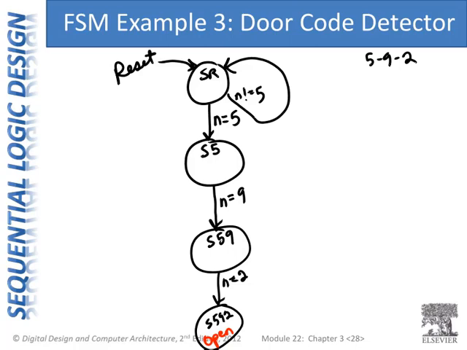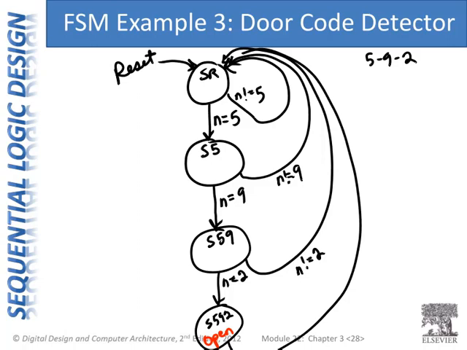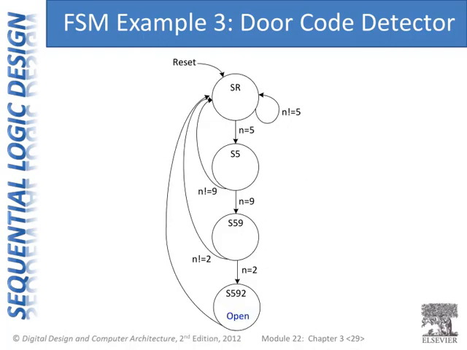If we're in the S5 state, we've already received our 5, we're looking for a 9, but if we don't get it, N is not equal to 9, we can also go back to the reset state. If we're in the S5-9 state and we don't get a 2, we can also go back to the reset state. And once we've detected our sequence, we can just go back to the reset state and look for the next 592 input. So here that is written out nicely.